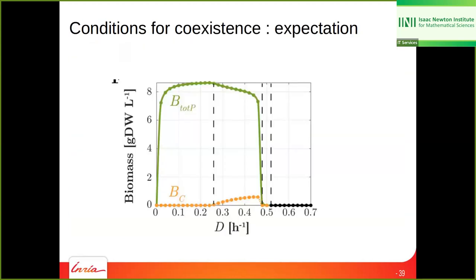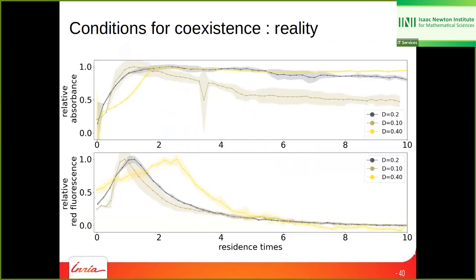What are actually the conditions for coexistence? Well, as we said, the expectation was that maybe we would find the cleaner at high dilution rates and not at low ones, because there's acetate at high dilution rates and not at low ones. Well, this is where the more in-progress part starts. So this is my result so far.